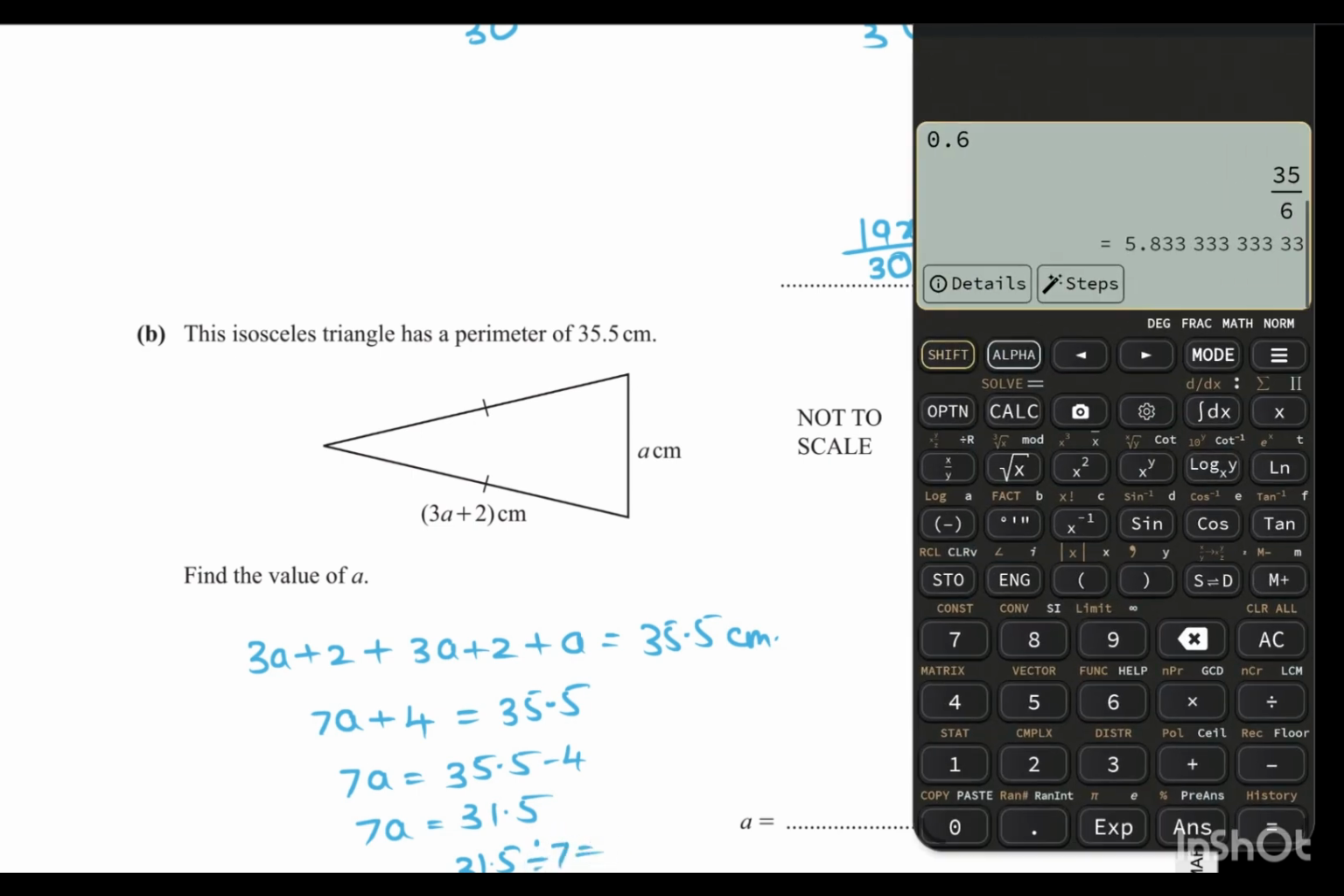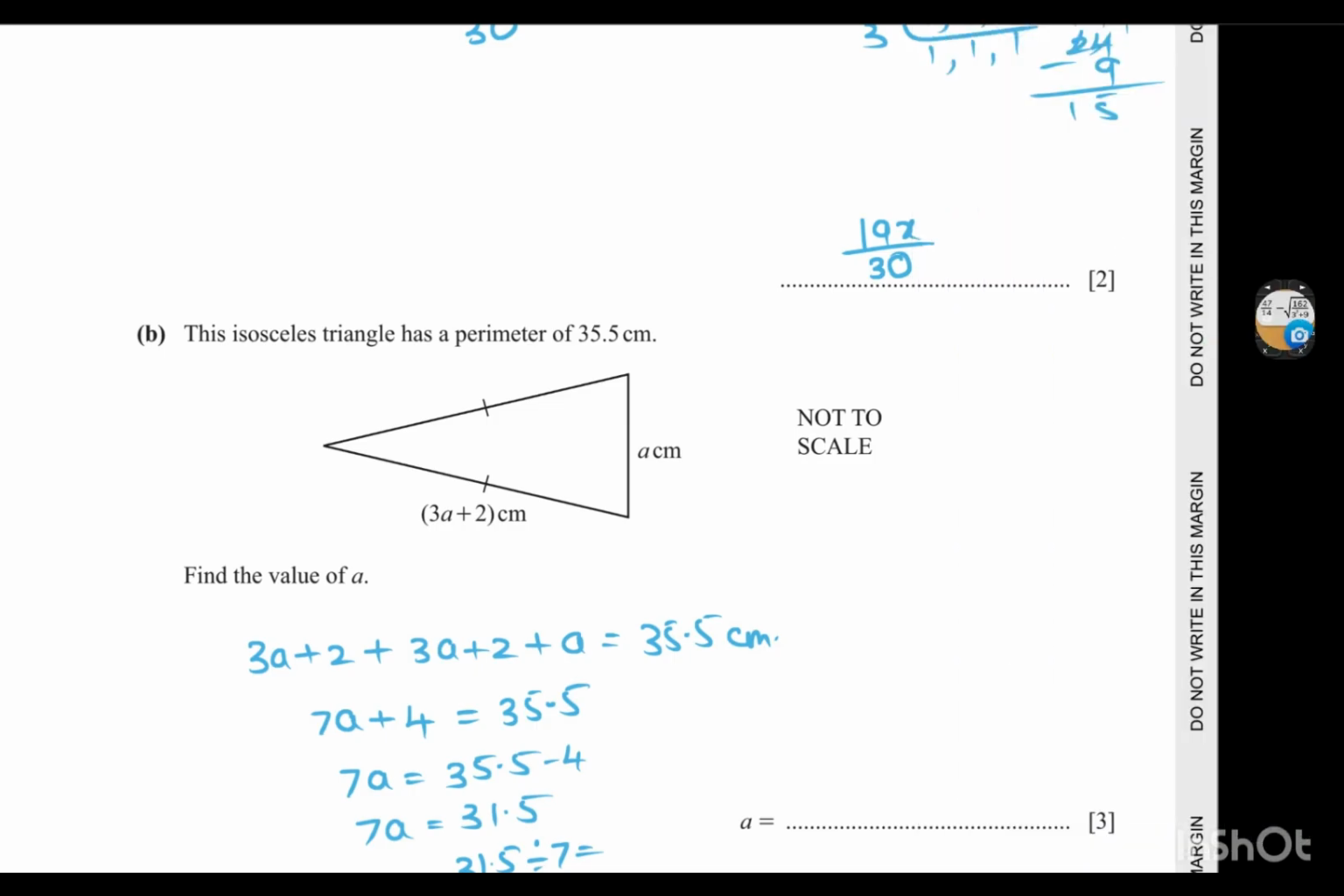Find out 31.5 divided by 7, 4.5. So A value is 4.5.